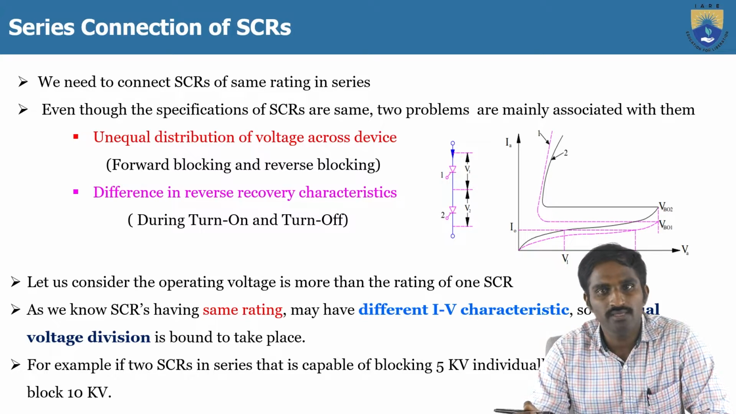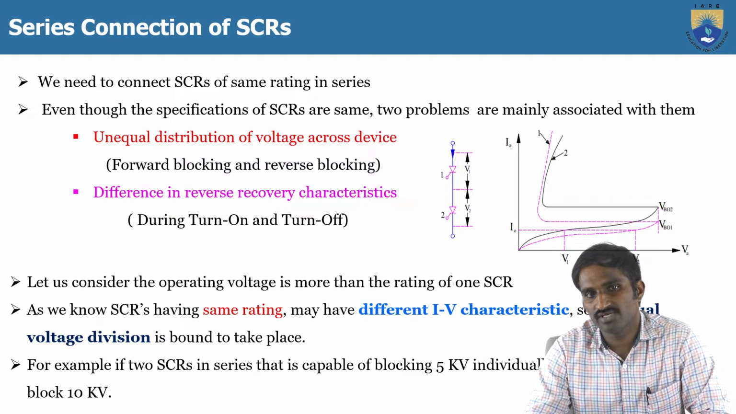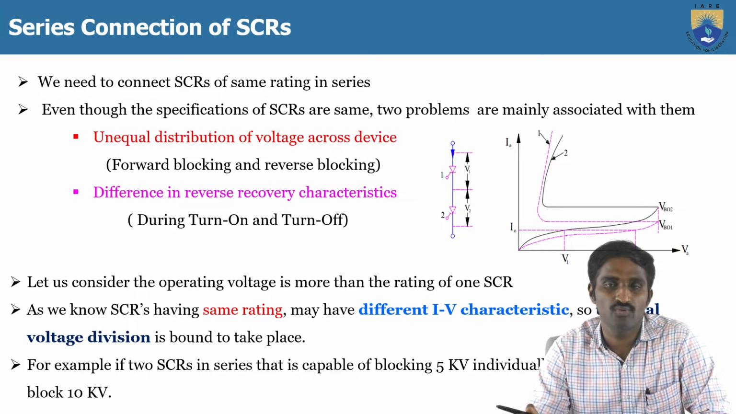Okay, so why are we getting different VI characteristics even though the SCRs have the same specifications? Because of the unequal distribution of the voltage across the devices. That is the one problem, the unequal distribution of voltage across the devices.